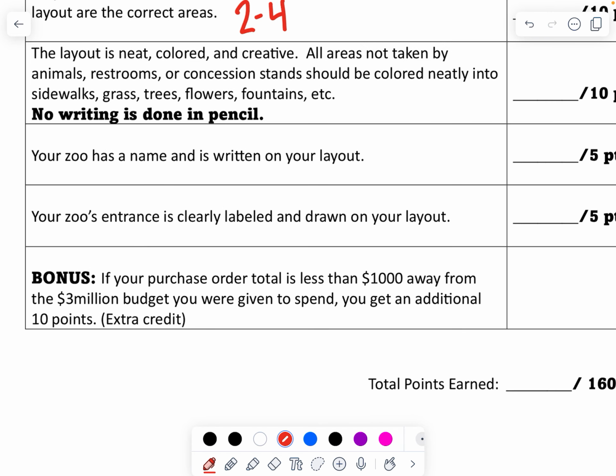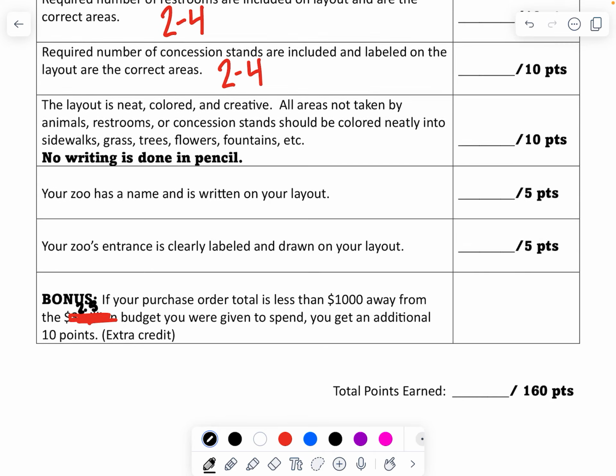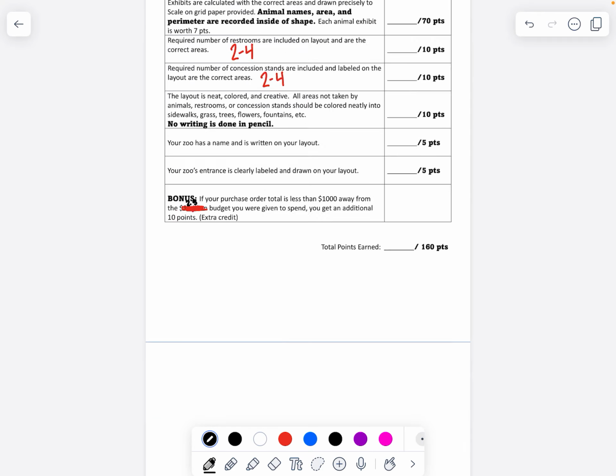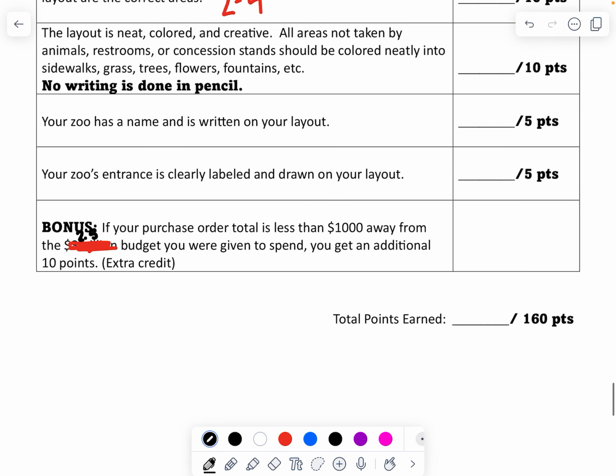Bonus: if your purchase order is within $1,000 of the $2,500,000 budget you were given to spend, you get an additional 10 points of extra credit, and we will go over that. So you want to get as close as you can to the $2,500,000.